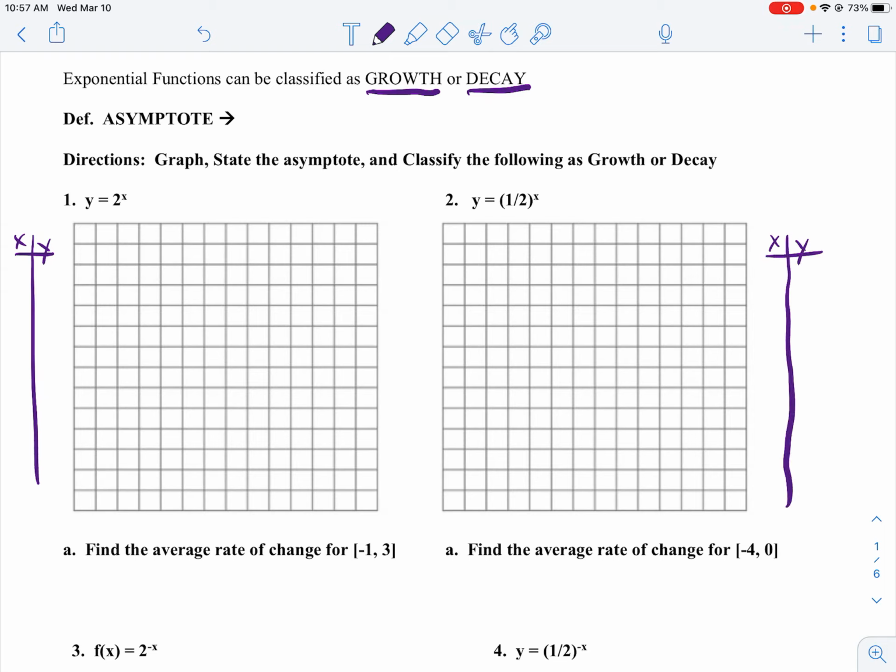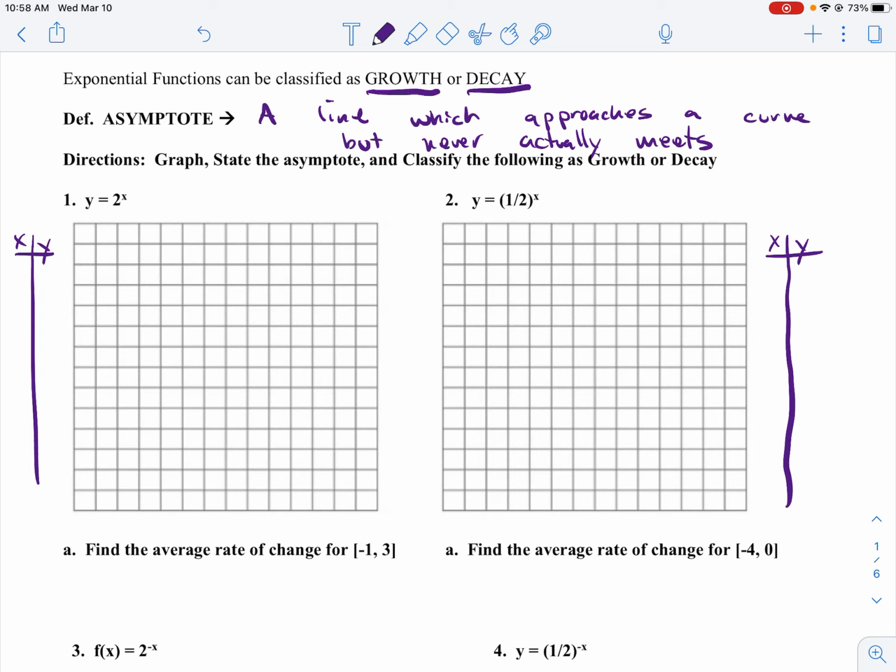Okay? So an asymptote. What is an asymptote? An asymptote is a line which approaches a curve but never actually meets it. Okay? So what does that mean?